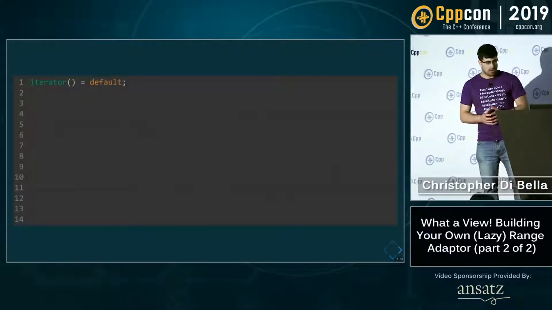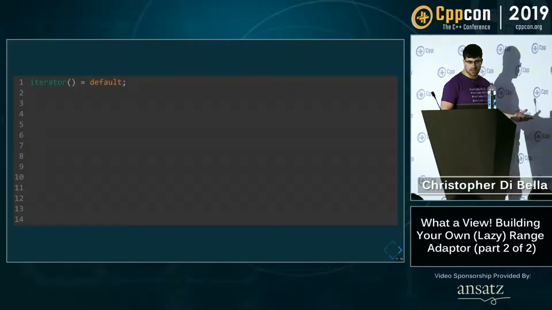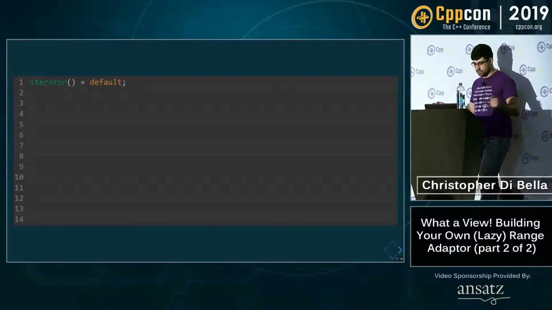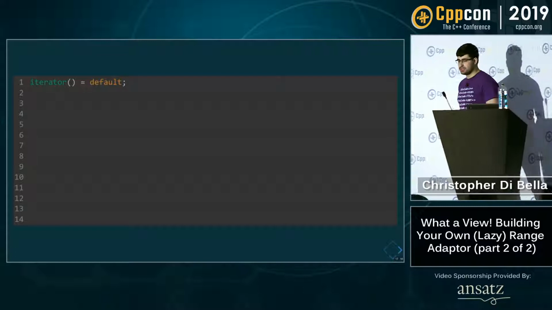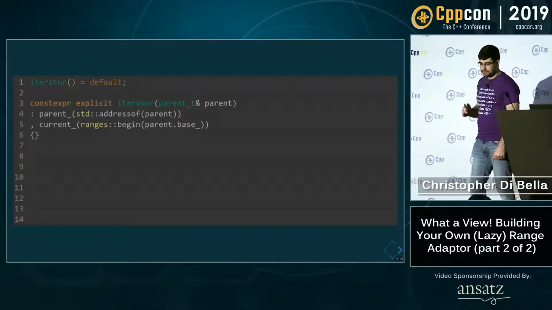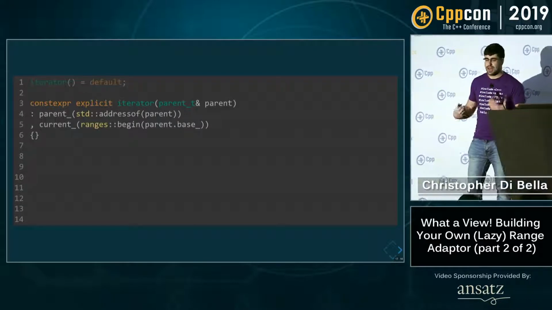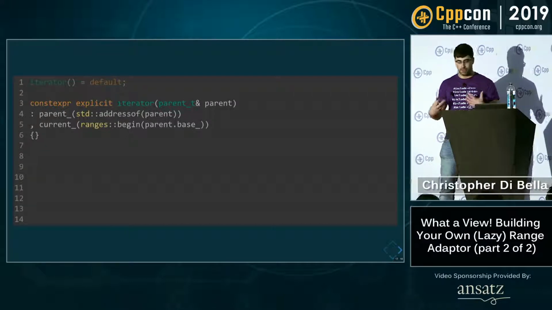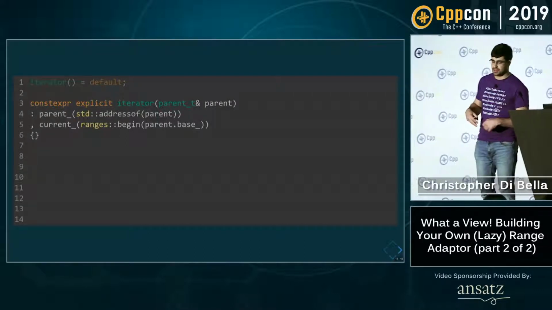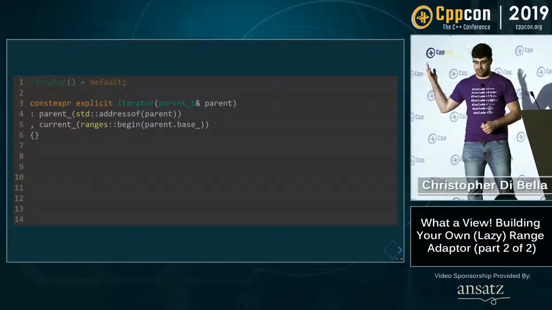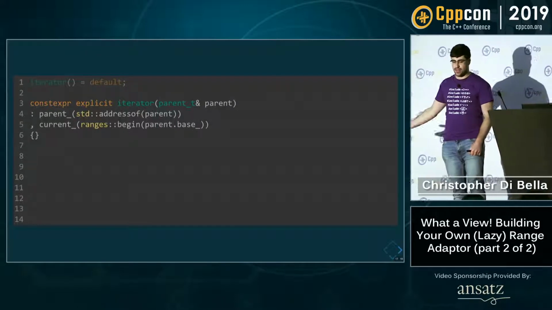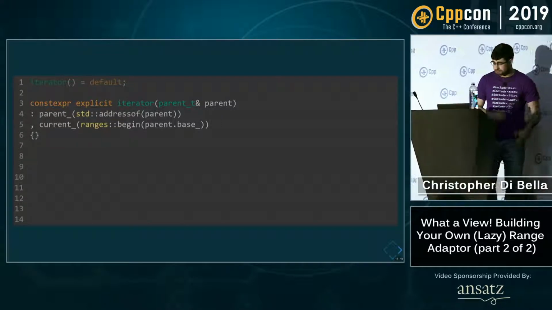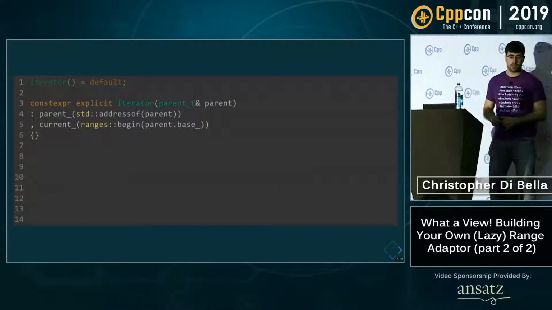All right. So now let's define some of the public member functions. And so what we're going to do here is we, again, need to model the semi-regular concept. So we have a default constructor. That's fairly uninteresting. We have an explicit constructor that gets the details of the parent and puts them into the iterator. What we have here is we take the address of the parent, and then we call begin on the parent base, and we store that. Divya.